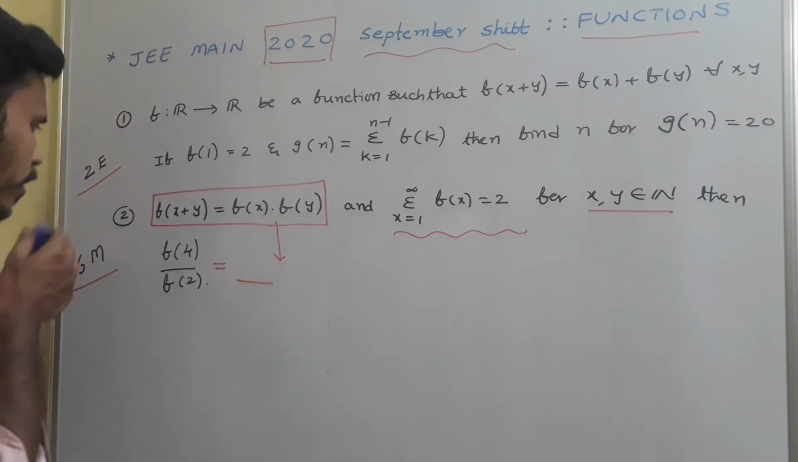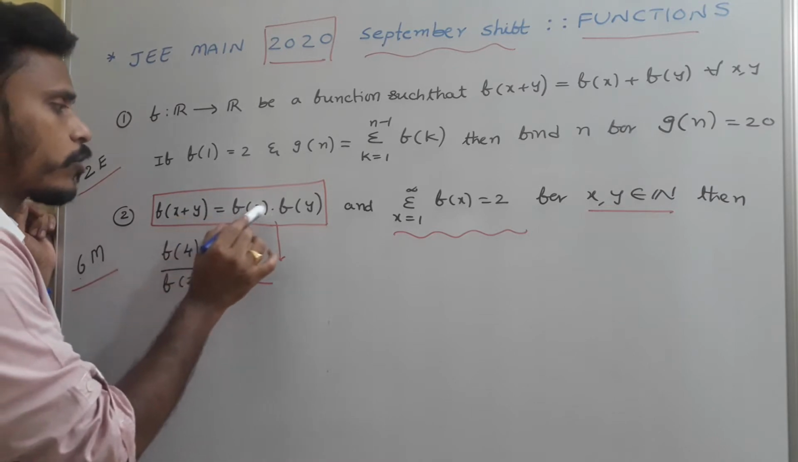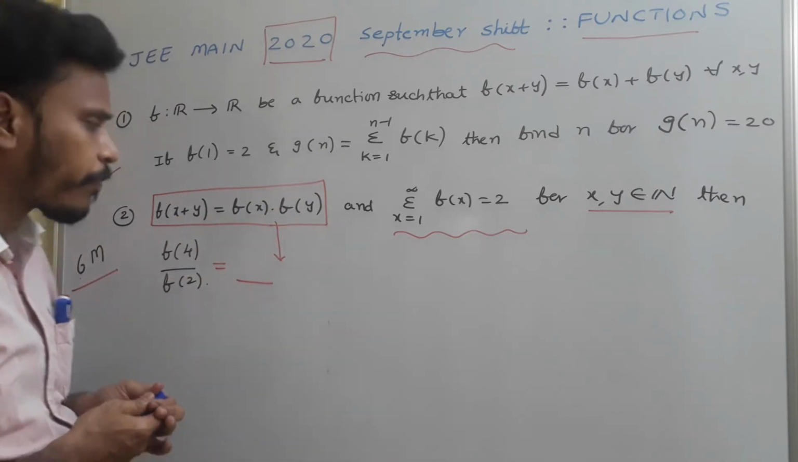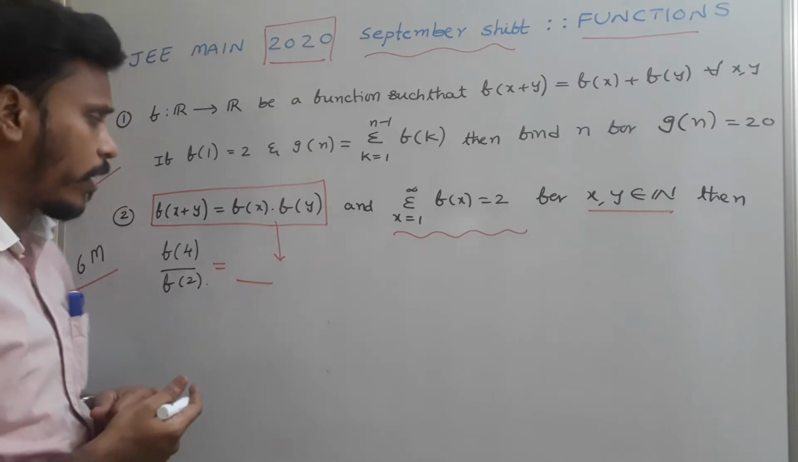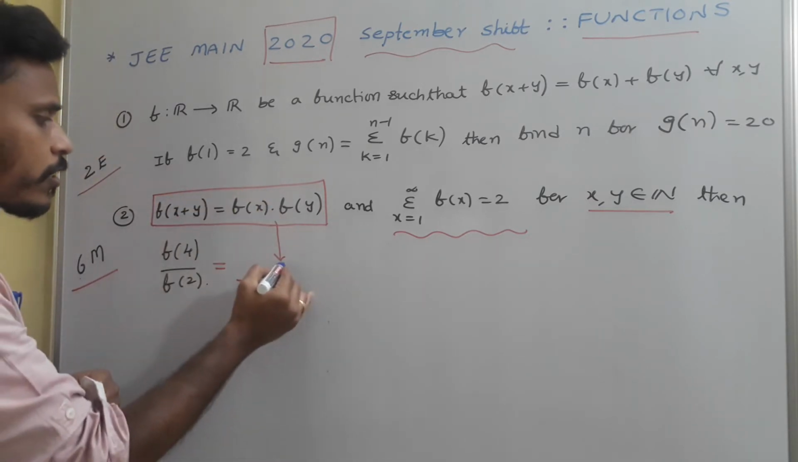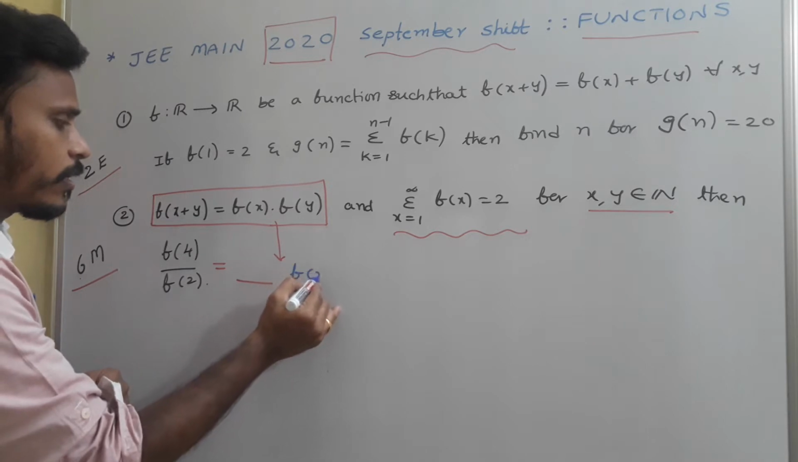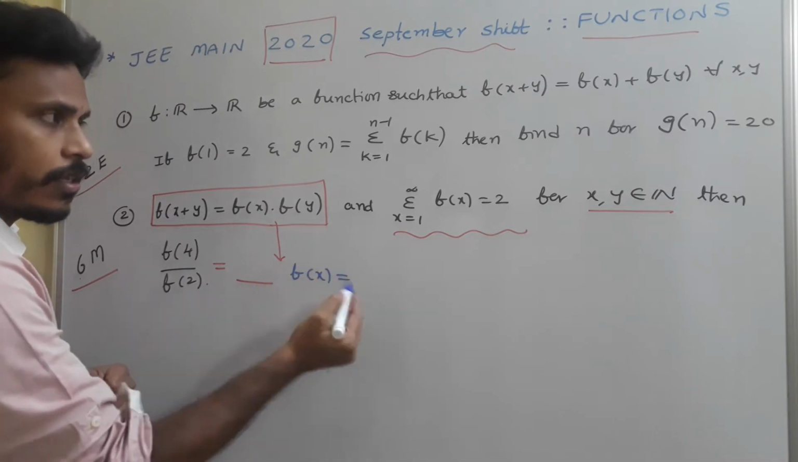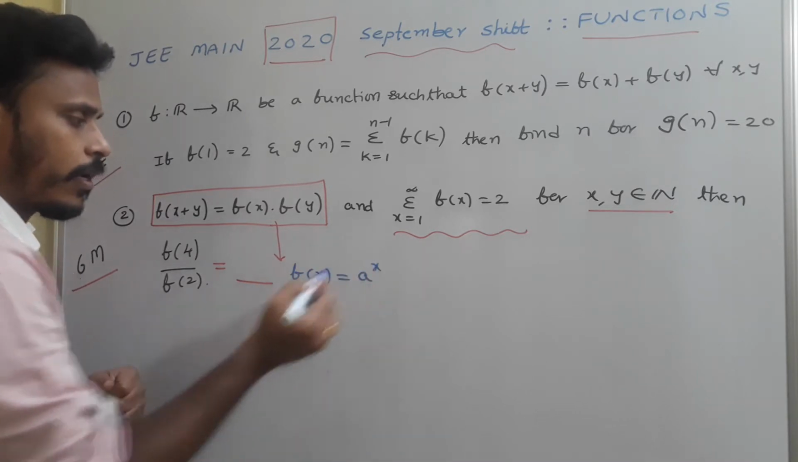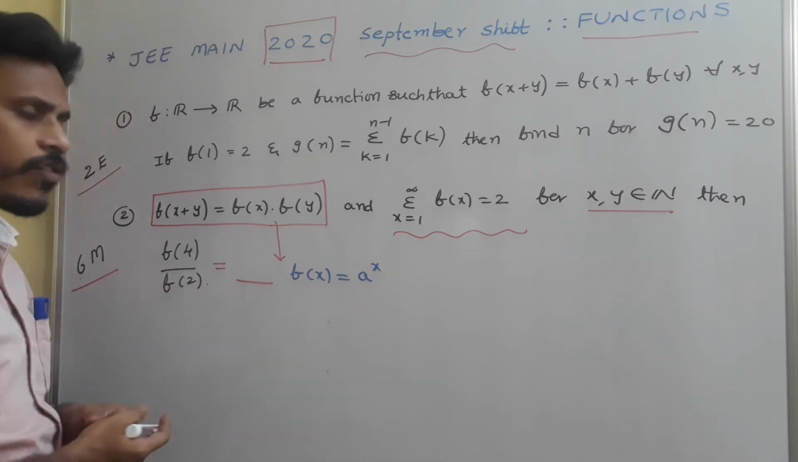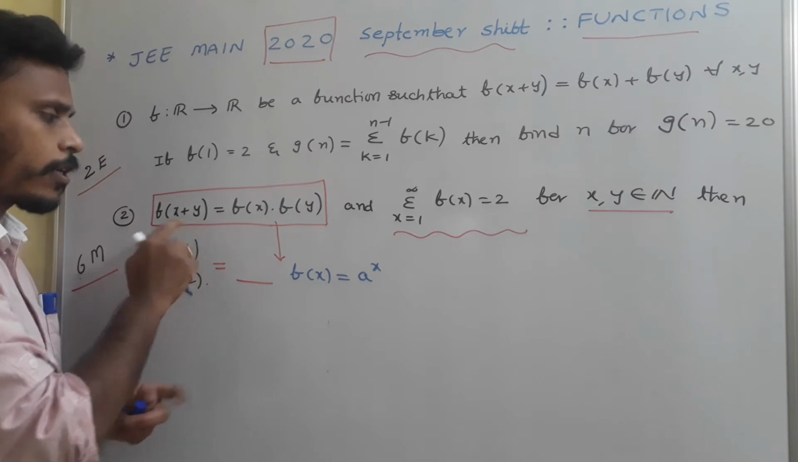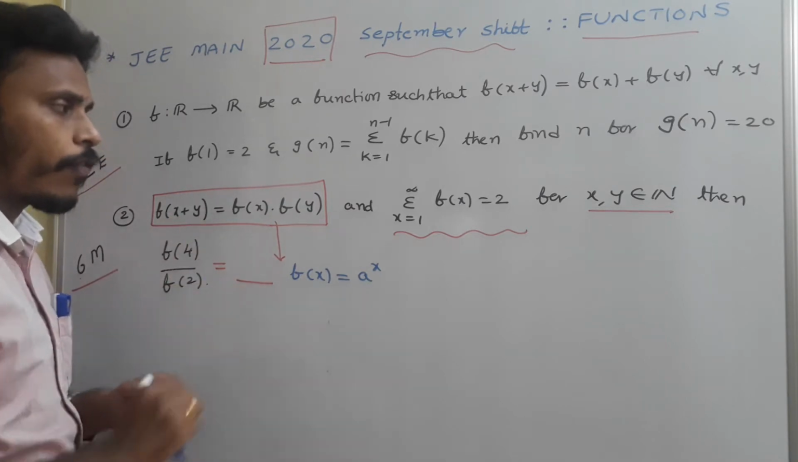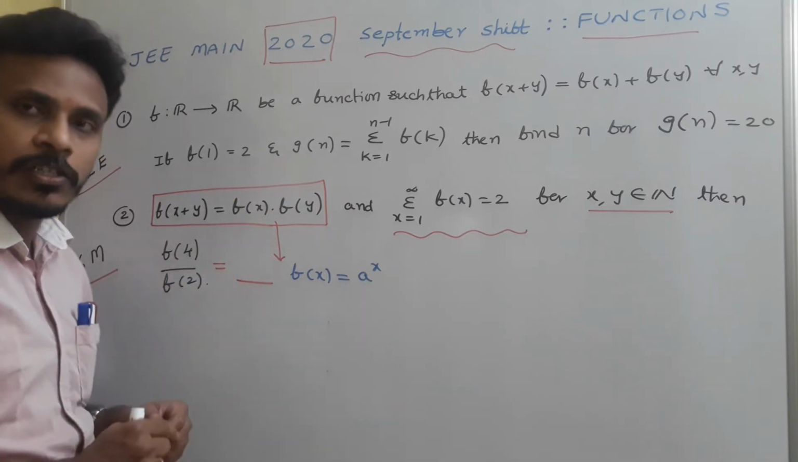When you look here, f of x plus y is equals to f of x into f of y, and sigma x running from 1 to infinity, f of x is equals to 2. See, with this functional relation, we are very clear that the function f of x is equals to some a power x. Is it right? This is the standard functional relation, right? A power x into a power y is a power x plus y. It is satisfying. So f of x is a power x with this given functional relation.